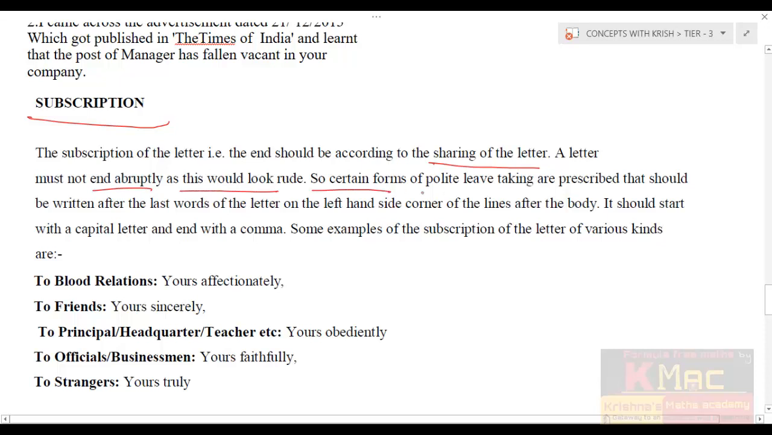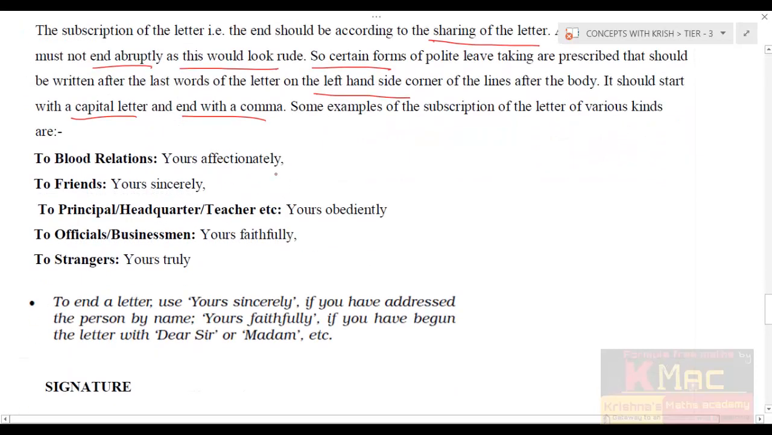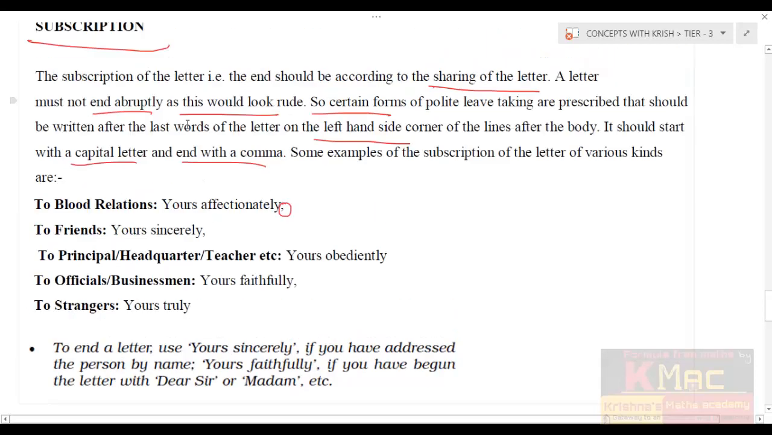So certain forms of polite leave taking are prescribed, that should be written after the last words of the letter on the left hand side. This is important, left hand side corner. It should start with a capital letter and end with a comma. But actually speaking, in your letter, this is the only place where you use a comma. That's it. While writing the sender's address, receiver's address, or date, you don't use a comma. Only use a comma at one place, that is at the subscription part.